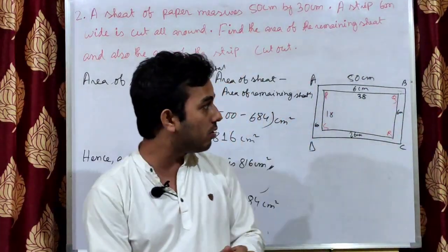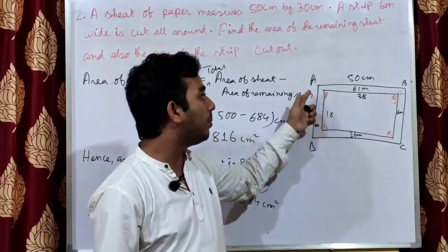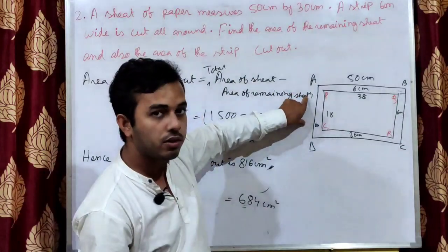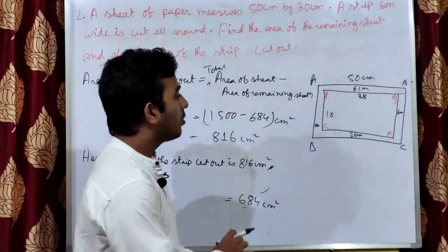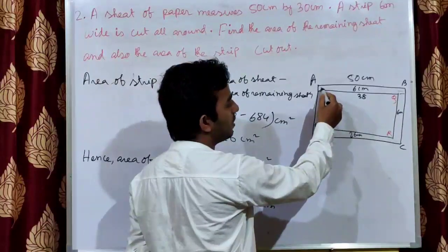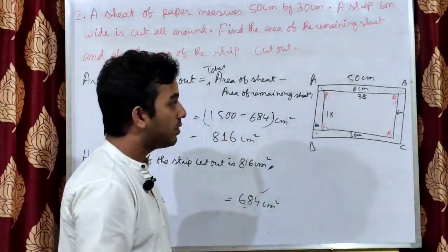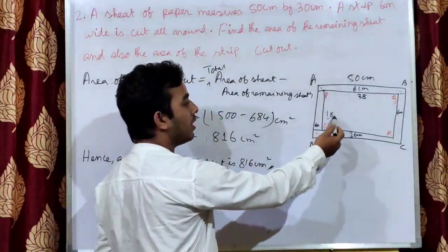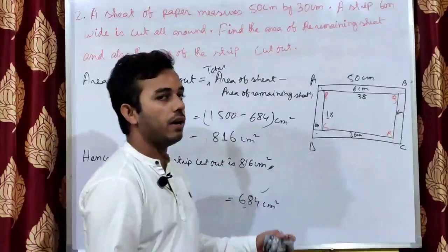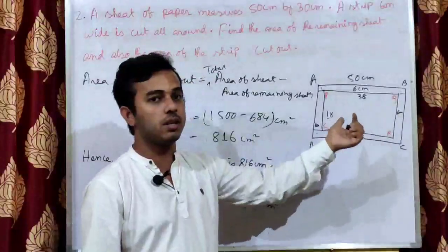Like this we have found the length of the remaining sheet, and for breadth we have to consider the breadth of the total sheet. So breadth was 30. Now if we subtract 6 centimeter from this side as well as 6 from this side, that is all total 12. If we subtract 12 from 30, we get 18. That is, the length of the remaining sheet is 38 and breadth is 18.